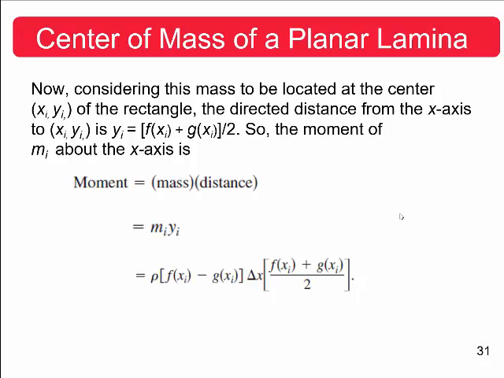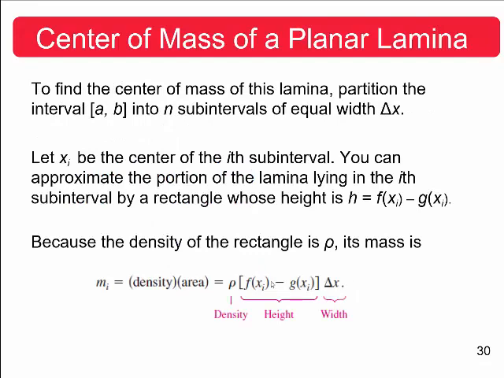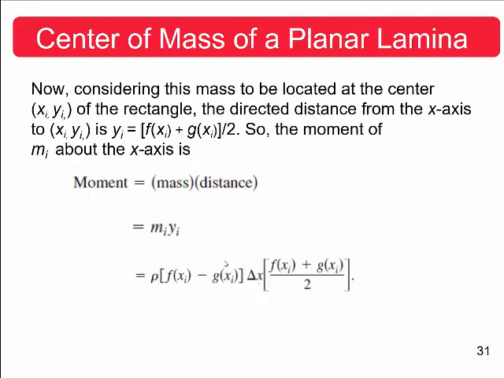All right, the directed distance from the x-axis to (x sub i, y sub i) is equal to f of x sub i plus g of x sub i divided by 2. Obviously, the moment of m sub i about the x-axis is the following: the moment, mass times distance. Mass, we know, going back, is our mass right here, so just plugging that in. And this y sub i comes from right here, which is f of x sub i plus g of x sub i divided by 2.